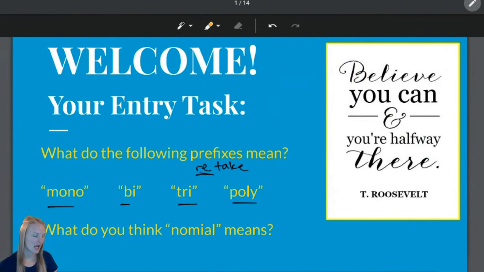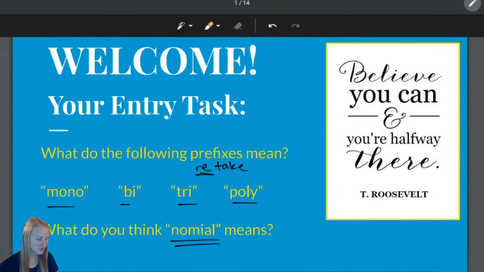Pause the video and tell me what you think each of these prefixes, actually this is a suffix, but what do you think these mean? What do you think mono means? Bi, tri, poly, nomial. What do you think that these mean? Unpause the video for us to chat about it.